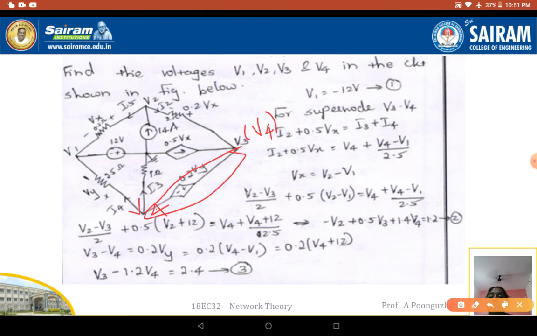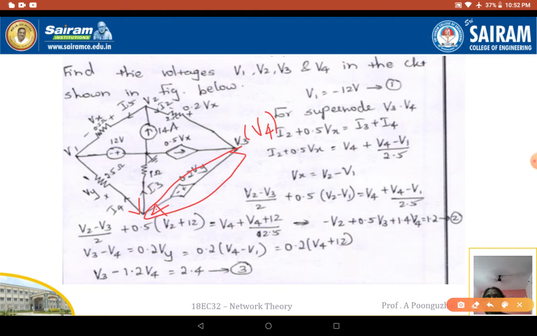What is Vx? Applying KVL, V1 plus Vx minus V2 is equal to 0, so Vx is V2 minus V1. Substitute in the above equation, and you will get your equation 2. Next, coming to your third equation. The third equation is obtained by applying KCL at node 2. Node 2 is nothing but I2.